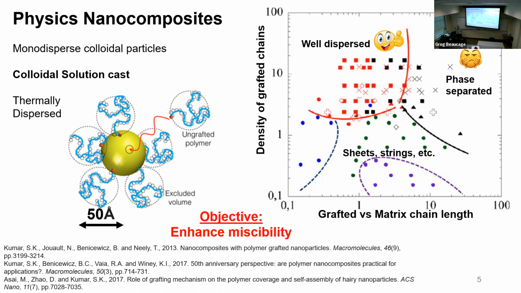So if you want to start talking about sheets and strings, there are always going to be sheets and strings in a TEM micrograph of nanoparticles, whether it's phase separated or well dispersed or whatever it is. So the TEM is a little bit subject to question whether that's valid or not.